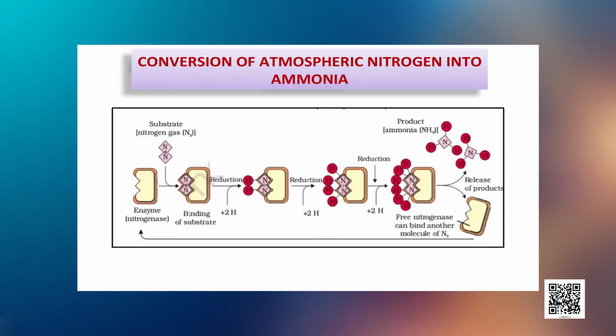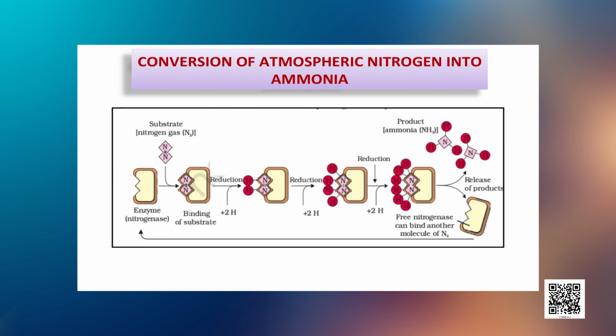The first hydrogen molecule is added. Due to reduction, triple bond gets converted into double bond. Then the second hydrogen molecule gets attached to the enzyme nitrogen complex. This further reduces double bond of nitrogen into single bond. Once the last and third molecule of hydrogen gets attached, it is converted into ammonia. Nitrogenase requires 8 molecules of ATP for each ammonia molecule produced. You can see the process and reaction on the screen.